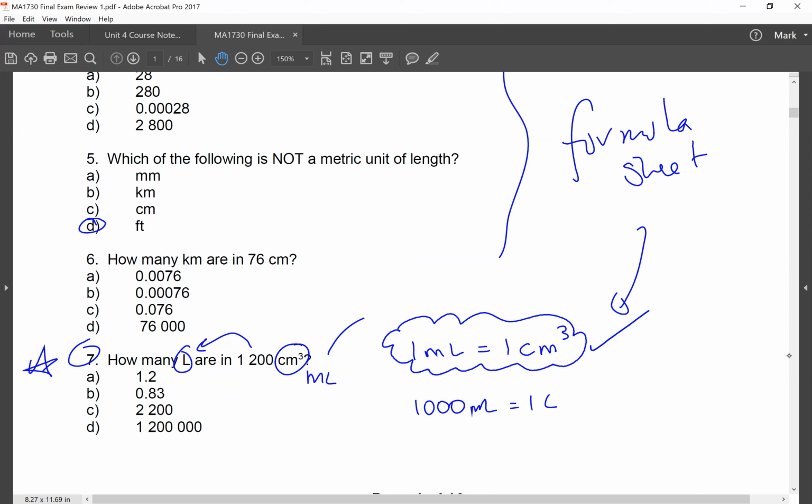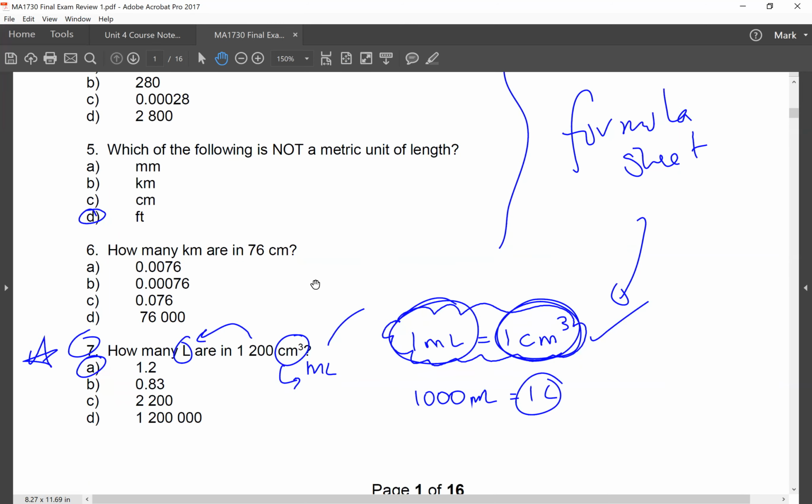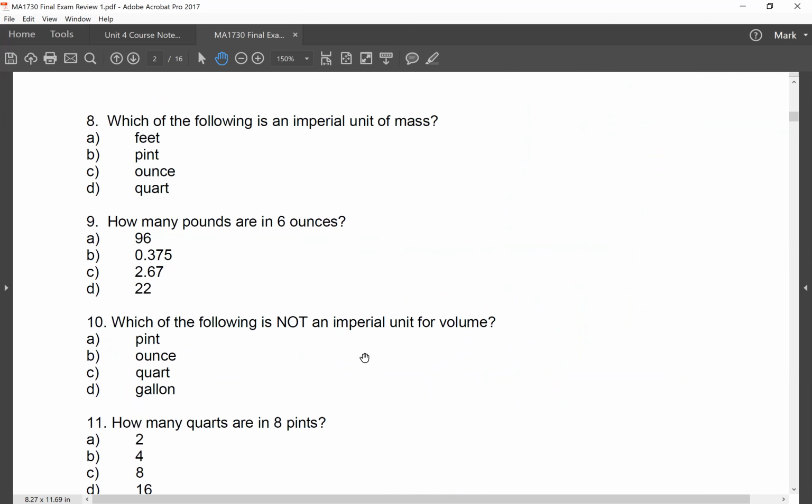One thing you might not recognize is 1 centimeter cubed is 1 milliliter. That is on your formula sheet. I'm looking at your formula sheet right now. So first you would go to milliliters and then you would change it to liters. And the answer to number 7, if I did that, would be a factor of 1,000. So I'm just dividing it by 1,000. So 1.2. I'll let you guys worry about unit conversions. They're not that bad, right?